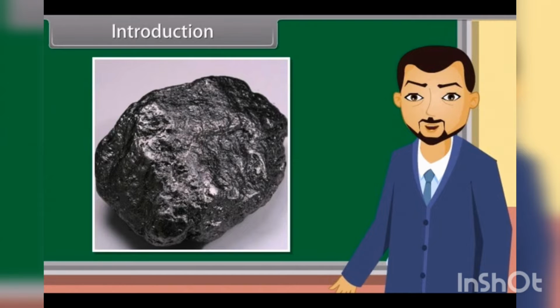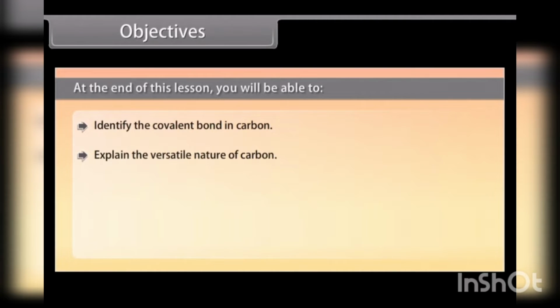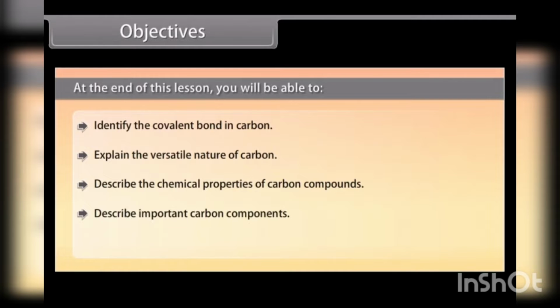Children, in this lesson, you will learn about carbon, the versatile nature of carbon, the chemical properties of carbon, and a few important carbon compounds. Objectives. At the end of this lesson, you'll be able to identify the covalent bond in carbon, explain the versatile nature of carbon, describe the chemical properties of carbon compounds, and describe important carbon compounds.